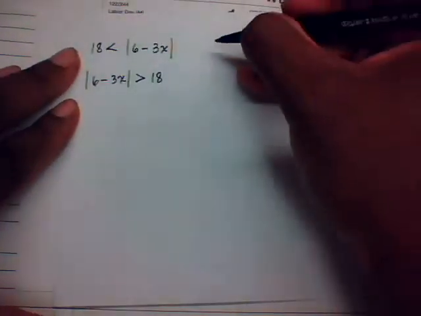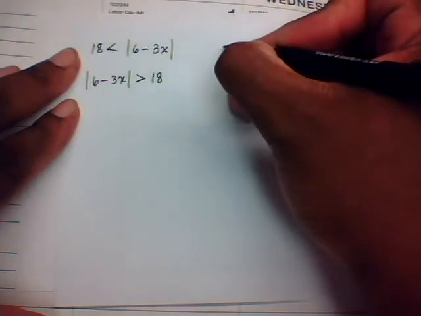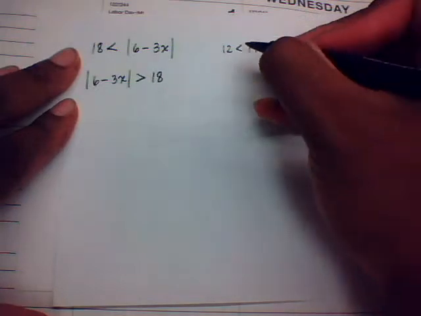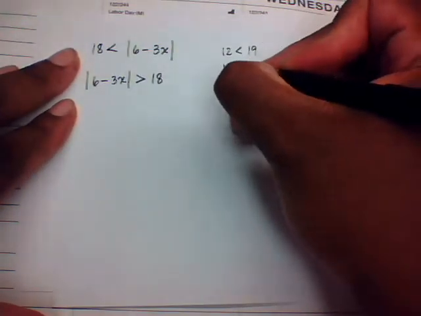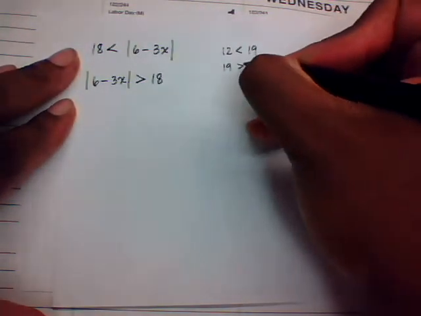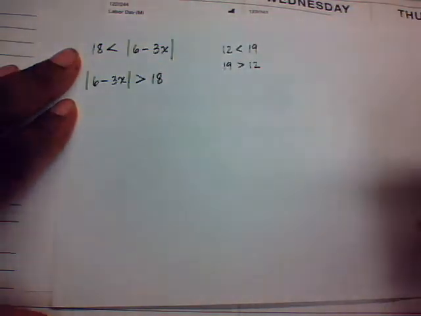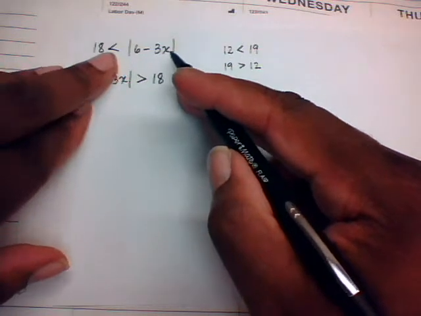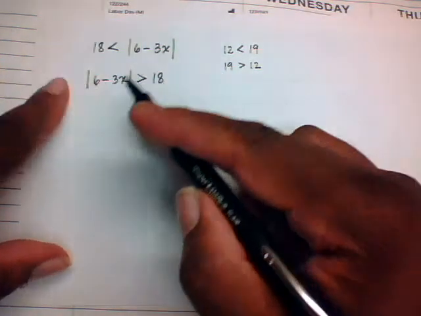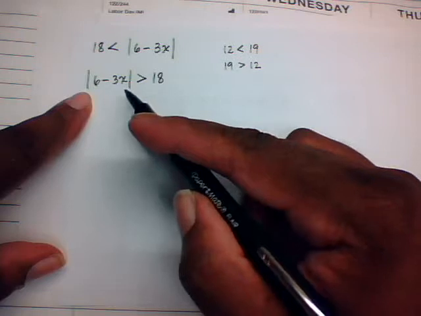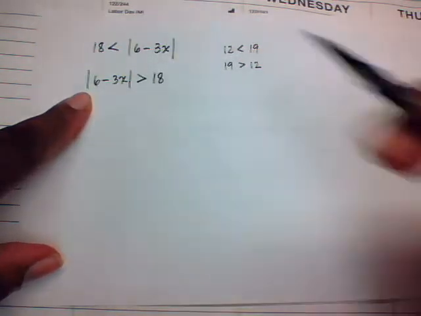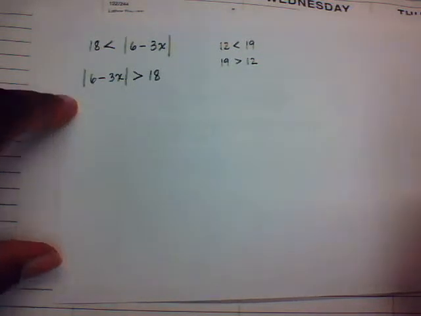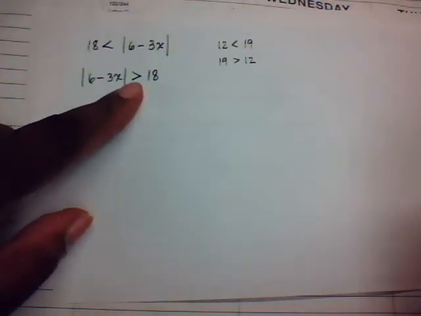Now you'll have to think of the fact that if I say 12 is less than 19, if I switch these around, it'll be 19 is greater than 12. I'm switching the inequality symbol. I'm doing the same thing here. 18 is less than the absolute value of 6 minus 3x is the same as saying the absolute value of 6 minus 3x is greater than 18.